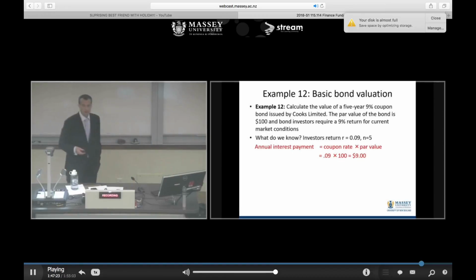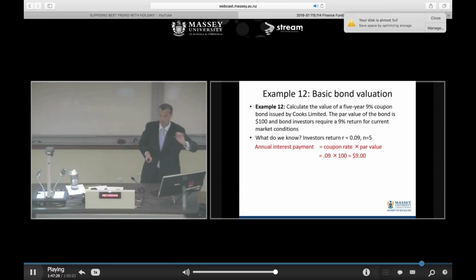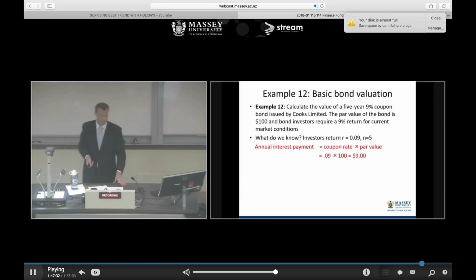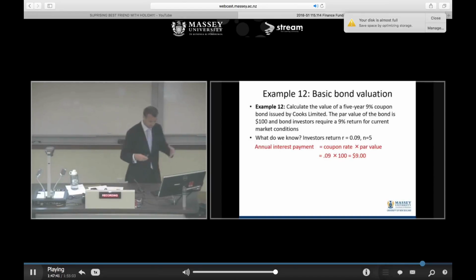We can also work out what the annual interest is. From the previous slide, it's the coupon rate multiplied by the par or face value. Par and face value are the same thing; it's old terminology, and depending on which jurisdiction it's from, it comes up with different terminology, but they mean the same thing. So 0.09 is the coupon rate times $100 equals $9. So if you buy one of these, hand over $100 today, you're going to get $9 each year for the next 5 years. And then you'll get your money back.